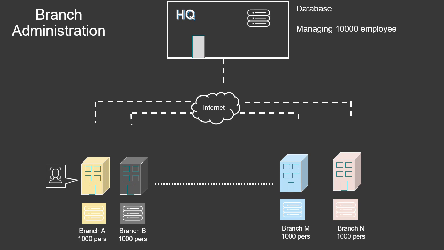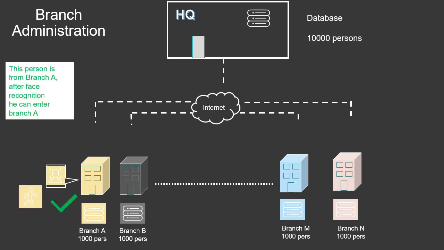So in the architecture, every branch has its own facial recognition server. And in the HQ, there is another computer using a server which manages all the employee information. So the HQ knows every branch's employee information. So let's say I want to go to branch A. I belong to branch A, so I can enter the branch A office. So this is the normal scenario. My camera recognizes me, I can enter.